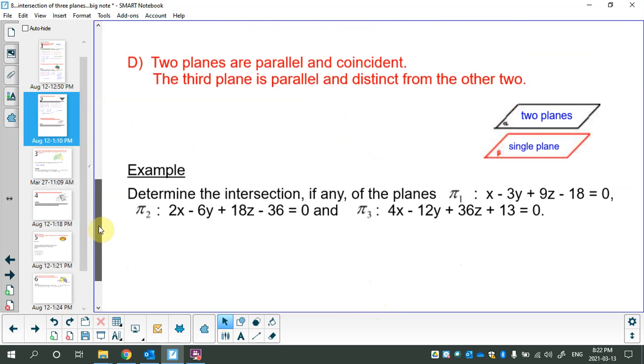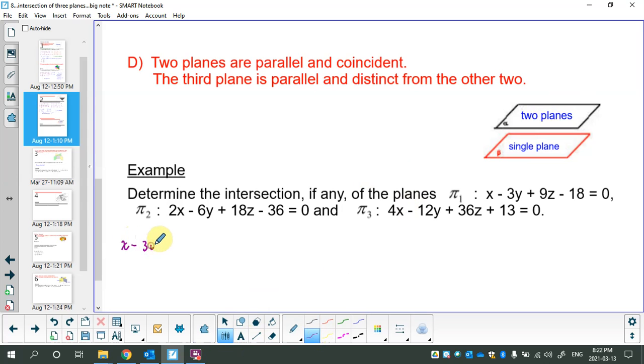So here's your picture. 2 planes are parallel and coincident, so this is like 2 planes stuck together. And then this one is parallel and distinct. So take a look, there's no intersection, but we need to prove that this is the situation before we can say there's no intersection. So I'm going to do the same thing as I did before, including all the extra.